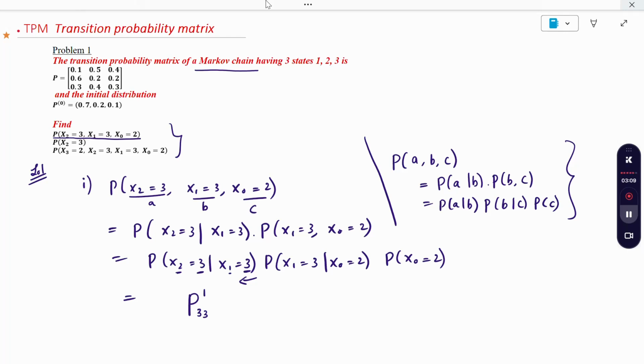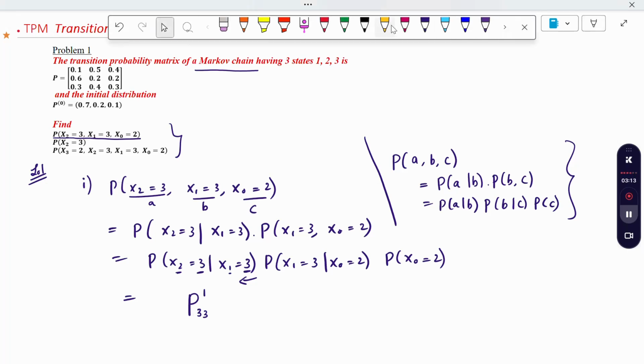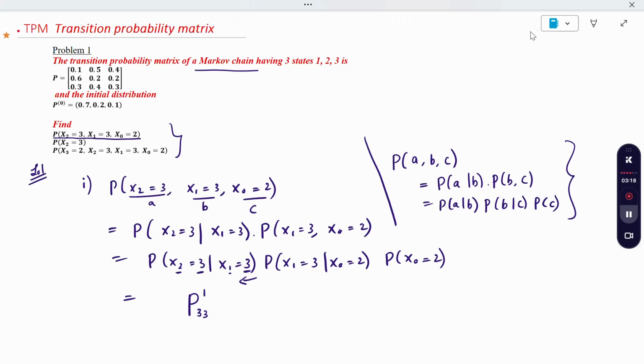In the same way, when I write it for this, I will use some other color so you will not get confused at all. Now you check. In this, if I write the shortcut, it is 2, 3. So P_23, and the power is 1 minus 0. This I have to write, 1 minus 0, which is nothing but 1.